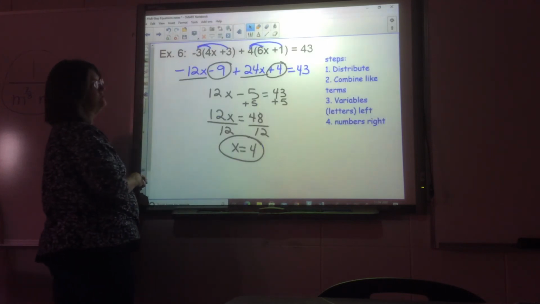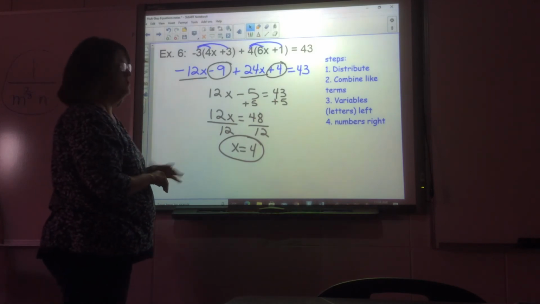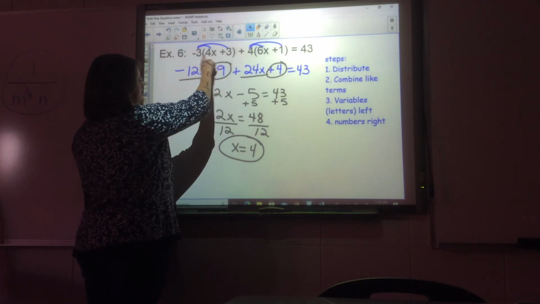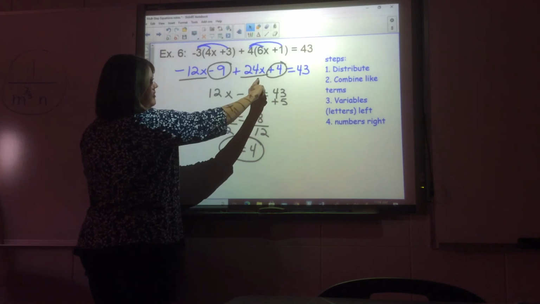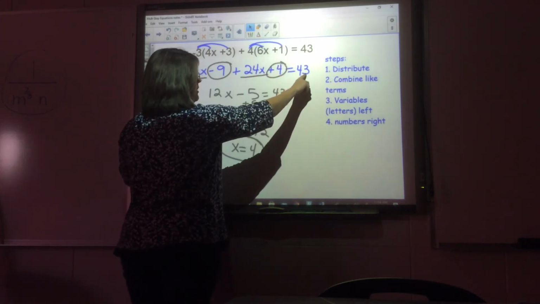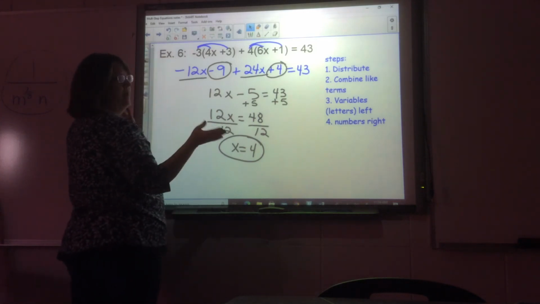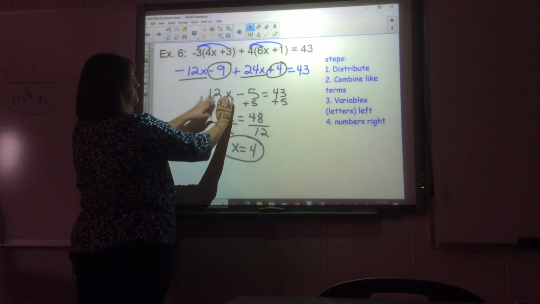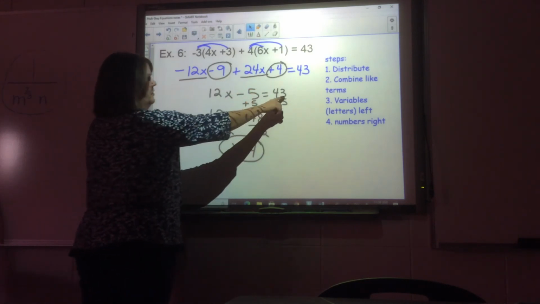Here you've got some distribution, a lot of it to do, but you just do it. You do what has to be done. All right, so this is negative 12x minus 9, and then plus 24x plus 4 equals 43. Combine your like terms. I've underlined my variables and circled my numbers. So these are like, that becomes 12x. Negative 9 and 4 is minus 5 equals 43.